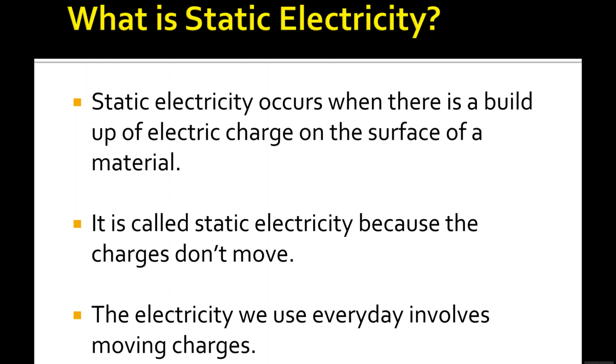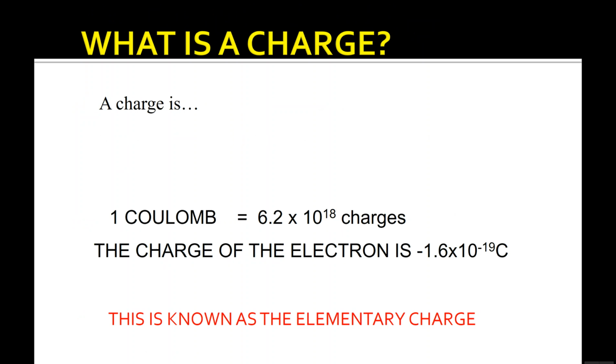We're good? Any questions? All right, so now we're talking about what a charge is, because I said static electricity is a buildup of a charge. What physical thing, matter, am I talking about when I'm talking about charge? Electrons. Yeah. Okay. Electrons, and it doesn't have to be electrons. It could also be protons.